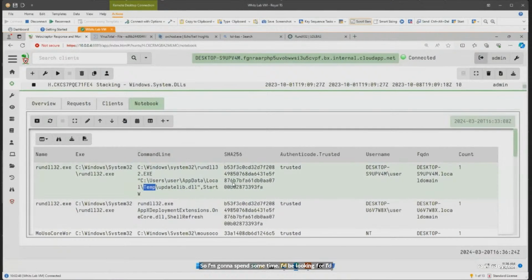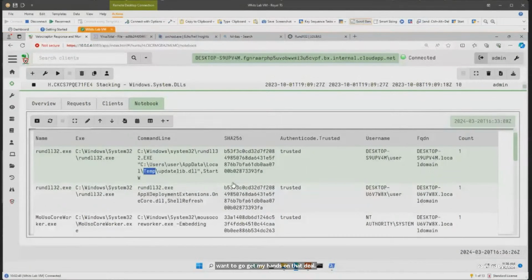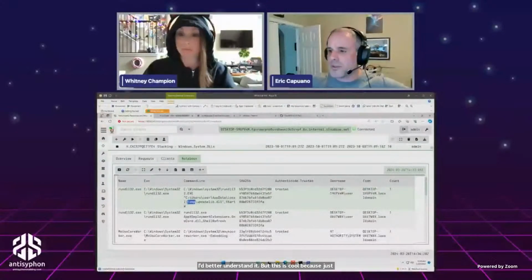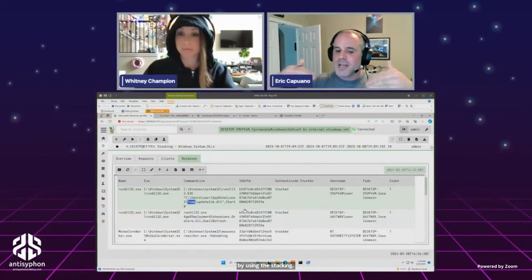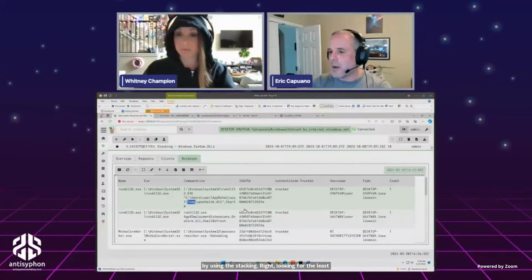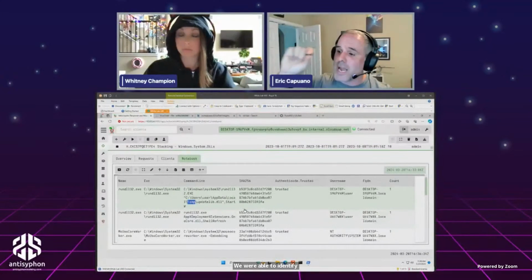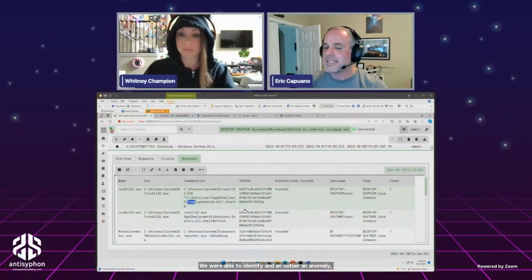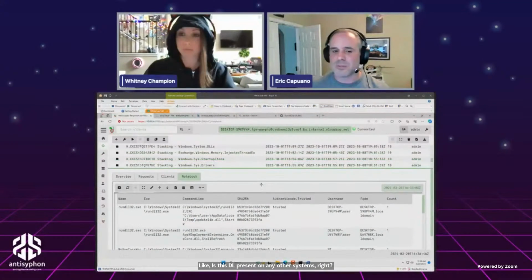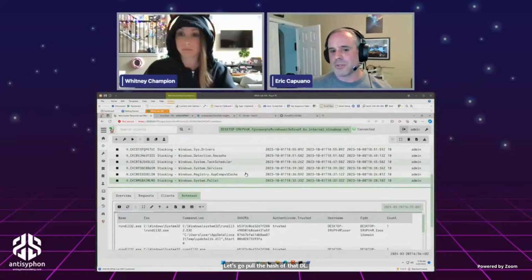But this is cool because just by using the stacking, looking for the least frequently occurring things, we were able to identify an outlier, an anomaly, which is going to be a thread that we can begin to pull on to continue asking more targeted questions. Like, is this DLL present on any other systems? Let's go pull the hash of that DLL. Let's see what we can learn about it. Maybe we download it, do some reverse engineering, and the list goes on.